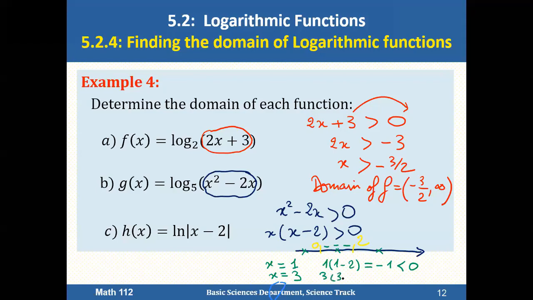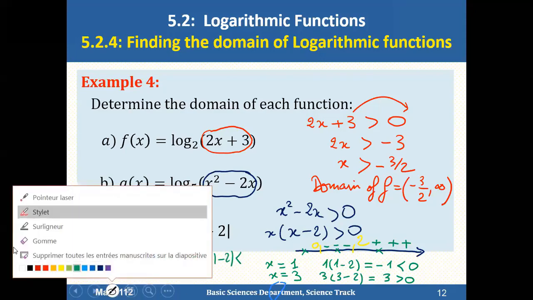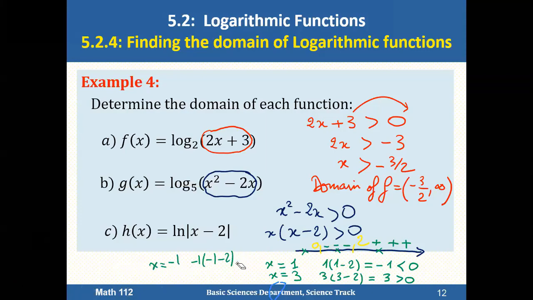إذا تأخذ نقطة هنا مثلا x equal 3، 3 في 3 minus 2 equal 3 صح، positive. إذن هنا plus. وبعد هناك بلس. وهنا إذا تأخذ x equal مثلا minus 1، minus 1 في minus 1 minus 2 هذه أكيد بلس، إذن positive. إذن هنا plus.